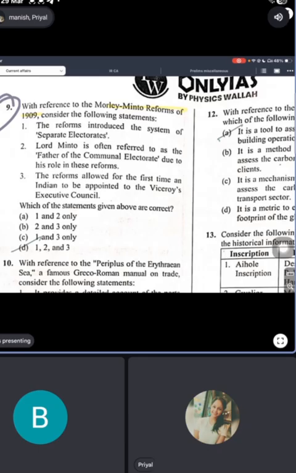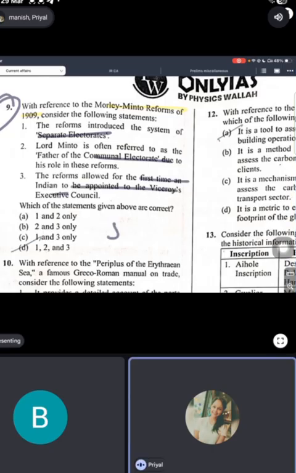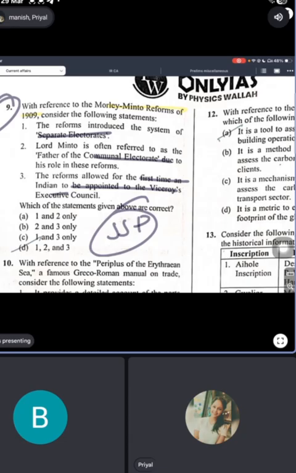Now guys, this is very basic knowledge actually. Separate electorate, communal electorate. First Indian in the Viceroy's council, because Satyendra Prasad Sinha was the first person who got selected to the executive council. All three statements are correct, guys, because there is no radical word here. So this is what I do: where you don't see any radical statement, make all the statements correct.